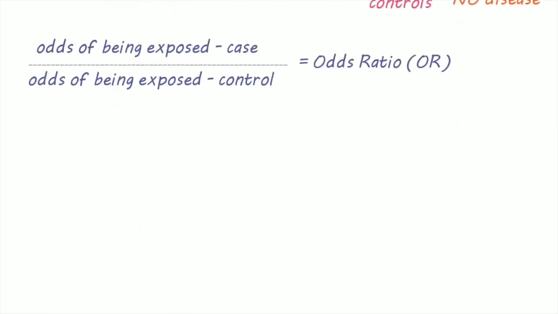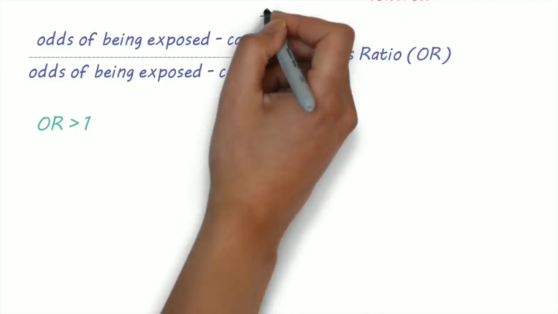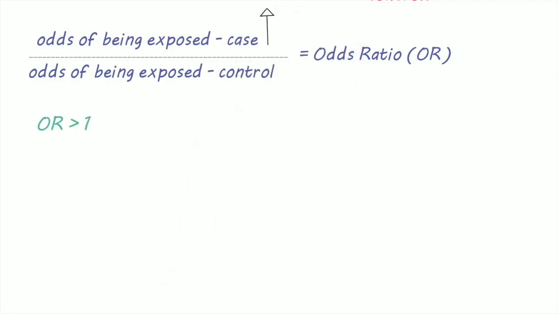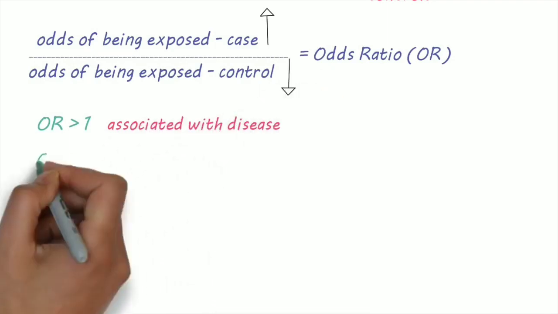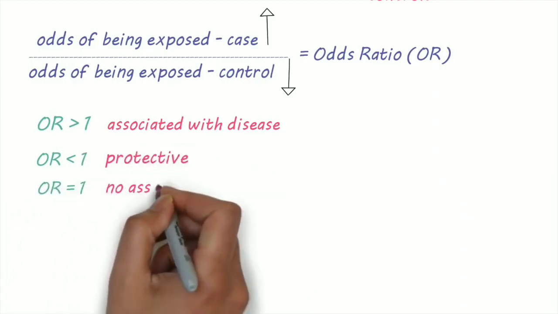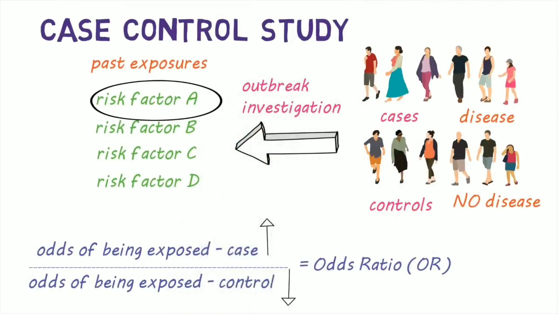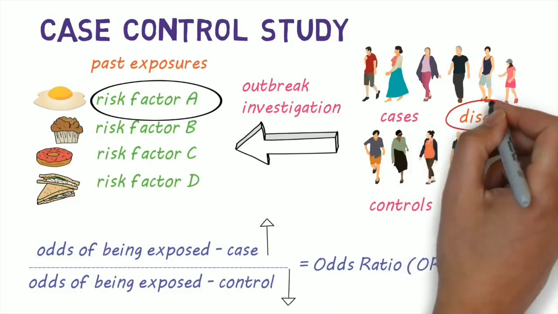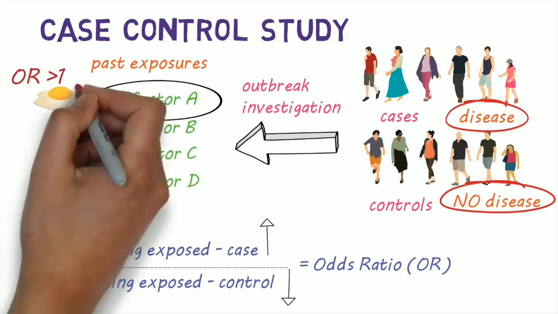An odds ratio of more than 1 means that people with the disease are more likely to have been exposed to that risk factor than people without the disease. This suggests that it could be a possible cause of the disease. An odds ratio of less than 1 suggests that it's a protective factor, and 1 suggests no association. Case control studies are commonly used in food-borne outbreak investigations. For example, we can compare the odds of eating different kinds of food between people who fell ill after consuming a meal and those who didn't. If the odds ratio is greater than 1 for a particular type of food, then it's possibly the cause of the illness.